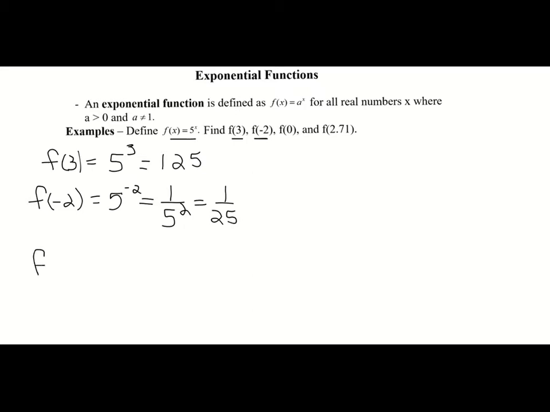Next we have f of 0, or evaluating the function at 0. So it would be 5 to the 0 power. And recall, anything to the 0 power always equals a 1.